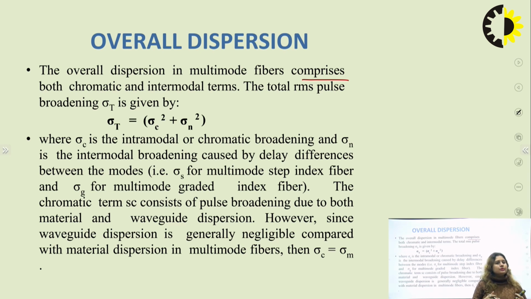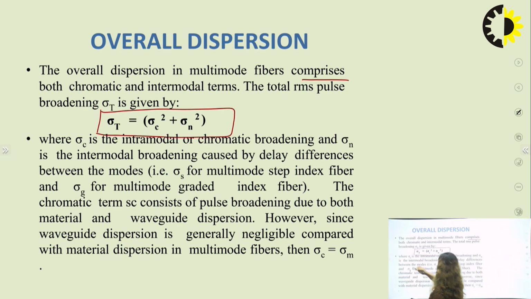So the waveguide dispersion or the material dispersion, both waveguide and material, plus your modal dispersion. The sum of both these components will give you the overall dispersion. So it is defined as sigma T, which is sigma C square plus sigma N square, where sigma C is your chromatic or intramodal dispersion and sigma N is your intermodal broadening caused by delay differences between the modes.